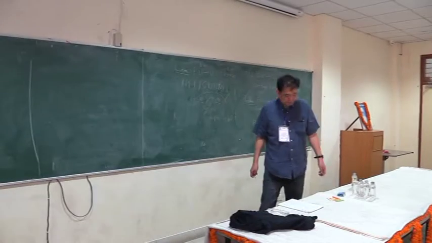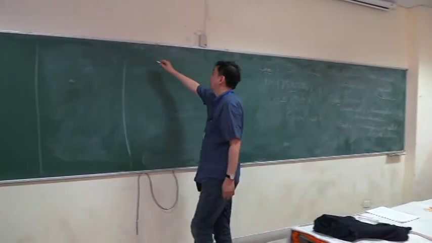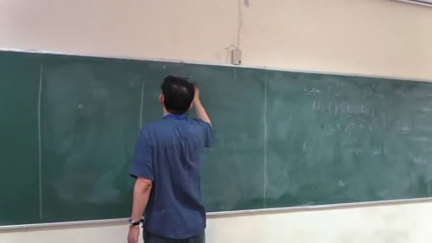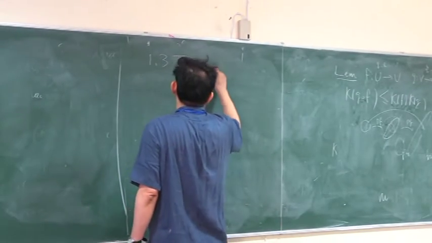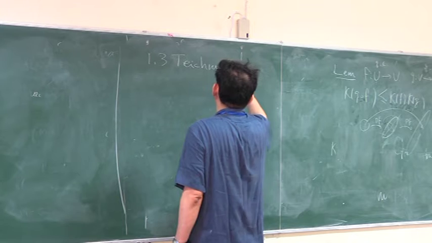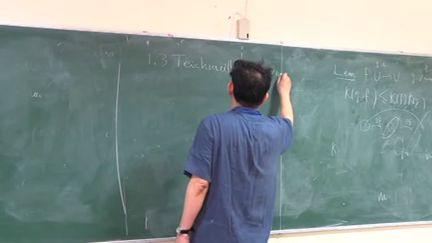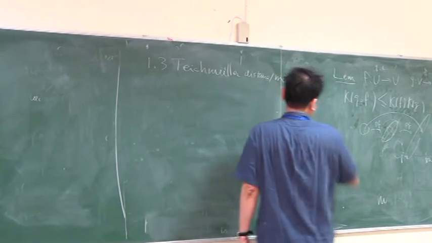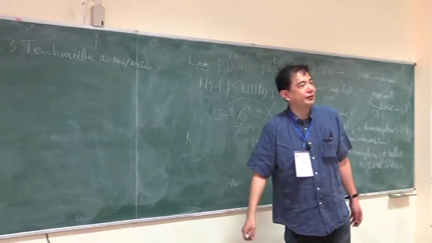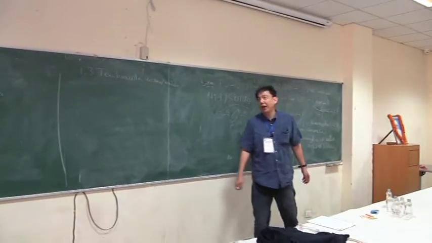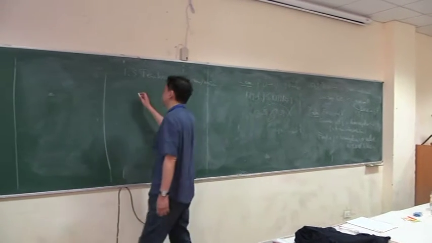Continue to talk. So I'm going to talk about the Teichmuller distance. So it's a metric, or Teichmuller distance or metric. So now we return to the situation of the Riemann surface. So we have two Riemann surfaces.